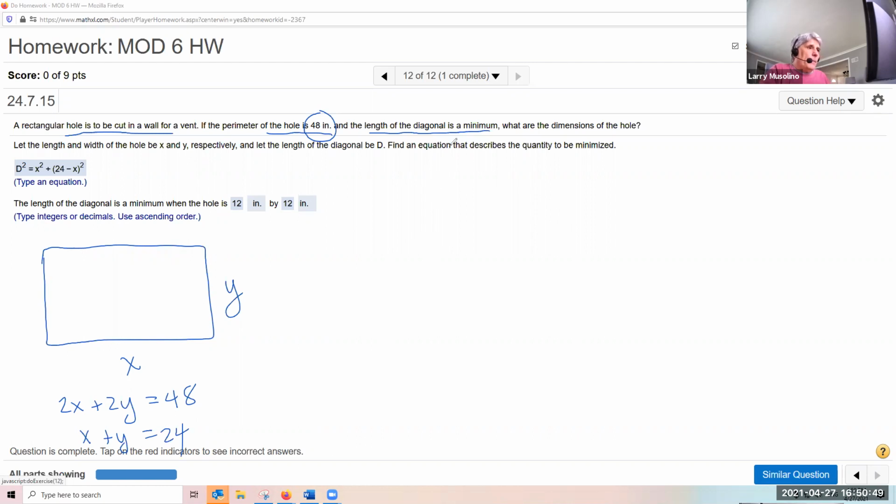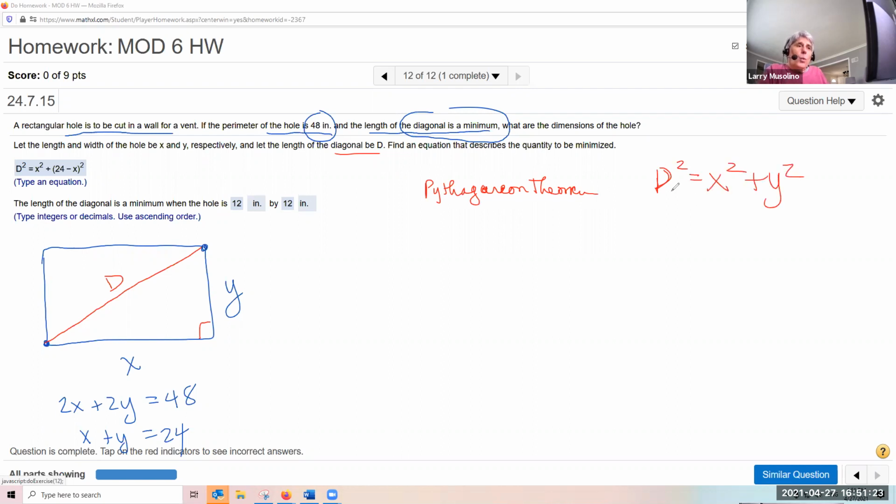Now, in this case, they want me to minimize the length of the diagonal. The diagonal is this line going from one corner to the other corner. We'll call it D. But this is really a right triangle here, so I can use the Pythagorean theorem. D squared equals x squared plus y squared. We're going to want to take the derivative of this quantity because we want to minimize the diagonal.